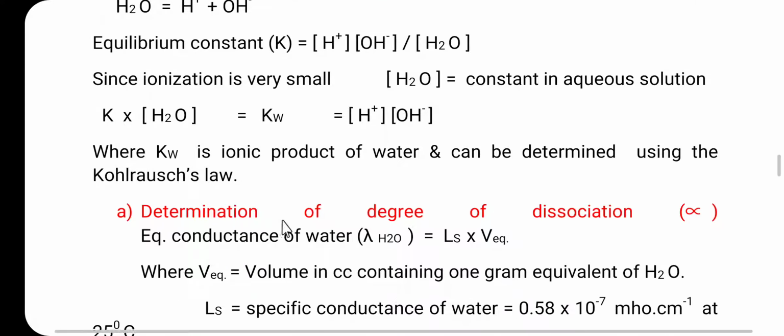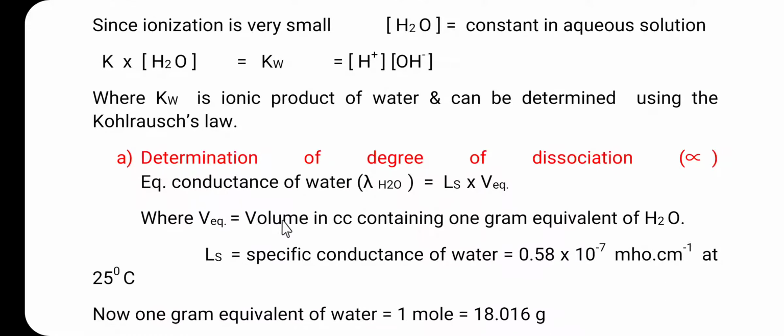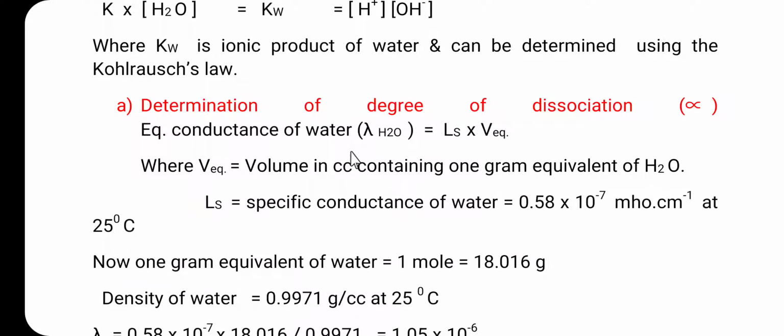It can be determined by using the Kohlrausch law. So here there are two steps. The first step is the determination of the degree of dissociation, that is alpha, of the water. So the equivalence conductance of the water, lambda, is equal to Ls into V, where V is 1000 divided by C, that is the volume in cc containing 1 gram equivalent of the water, and Ls is the specific conductance of the water.